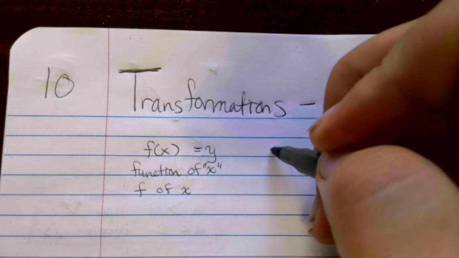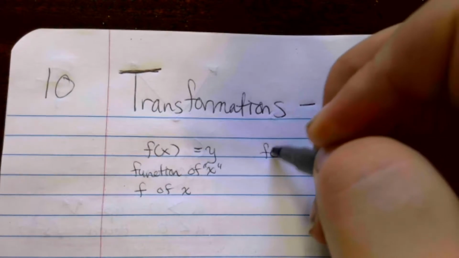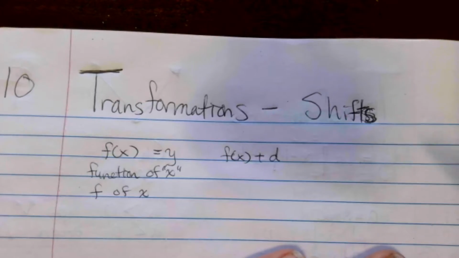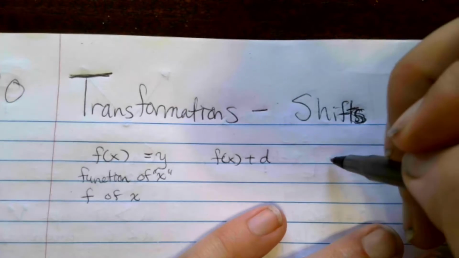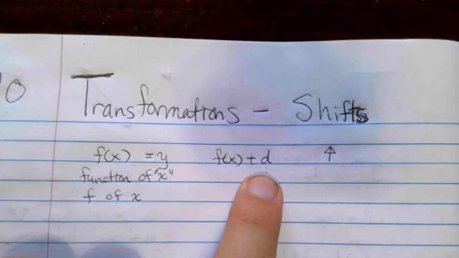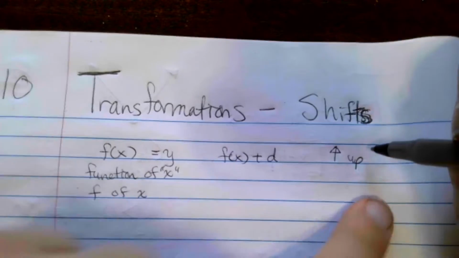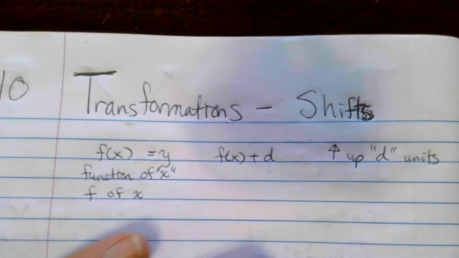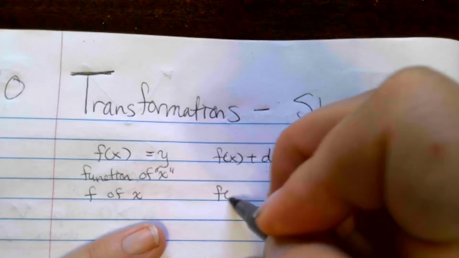First, we've got f of x where we add something on the outside. This just means it's going to go up however much we add. So up d units.